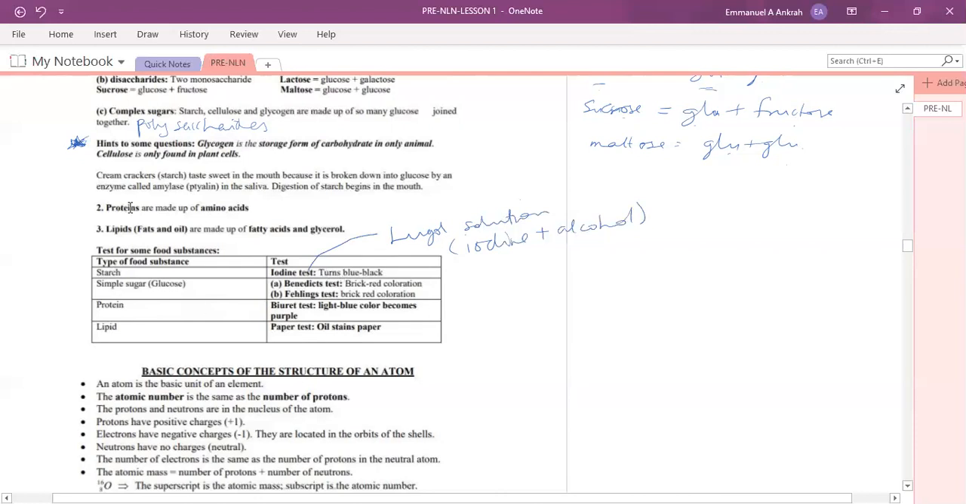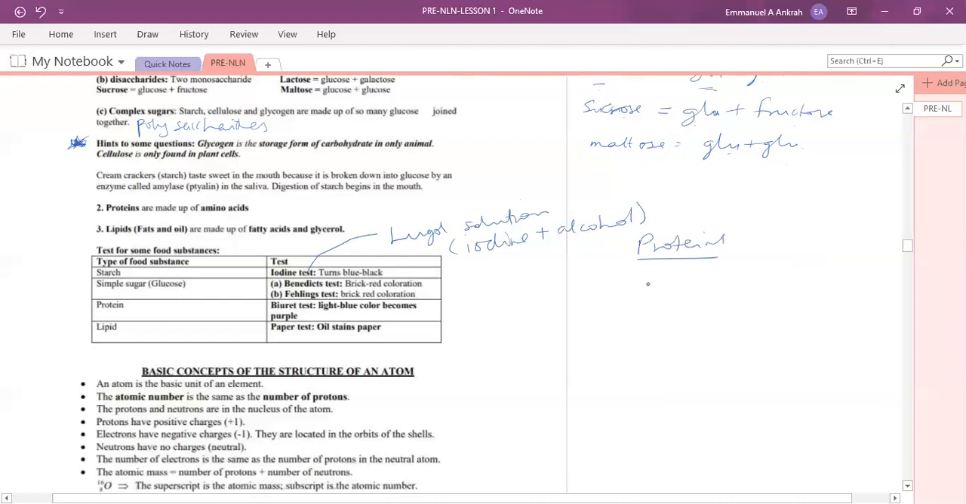Now proteins, I want you to know that they are made up of amino acids for now. Just keep it simple. Proteins are made up of amino acids. So if you have amino acids and you join them together, you have proteins. Now I'm going to mention the bond that exists between the amino acids.